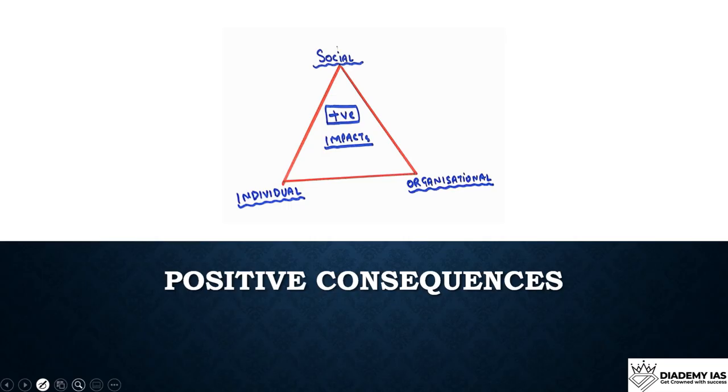First of all, let's start with the positive consequences. So this is the diagram which you can make in your notes or take a screenshot. We will be studying through the triangle of social, individual, and organizational. There can be other things also which you can add, but the major ones here are social, individual, and organizational. That is the positive effect of following ethical principles on society, individual, and organization.